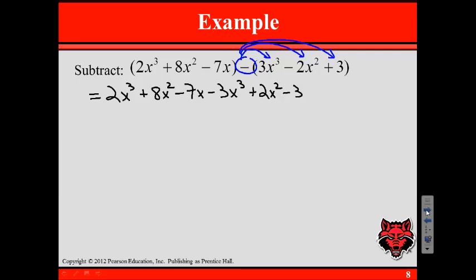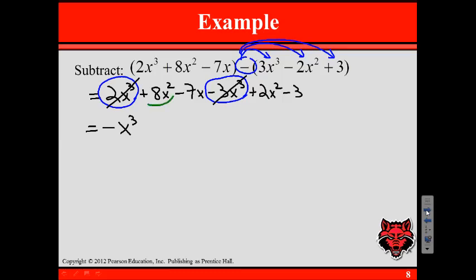Once we have one large algebraic expression, we combine like terms. So we start with the 2x cubed. As we go through the problem, we find another x cubed. Combining those coefficients, 2 minus 3 is negative 1. So this becomes negative x cubed. And we can cross out those terms because we've used them.